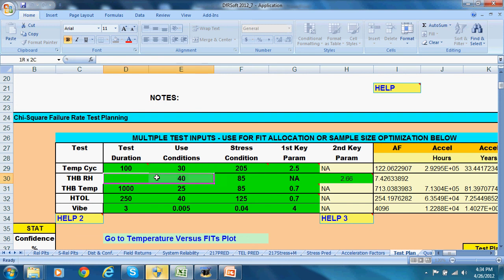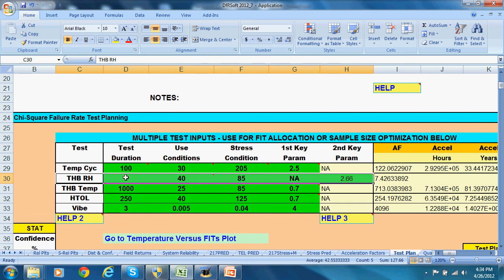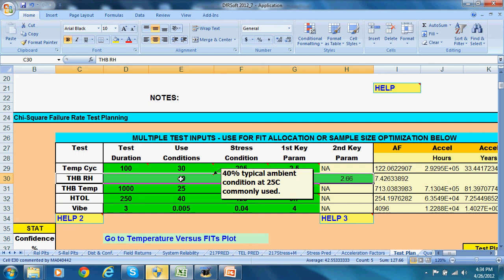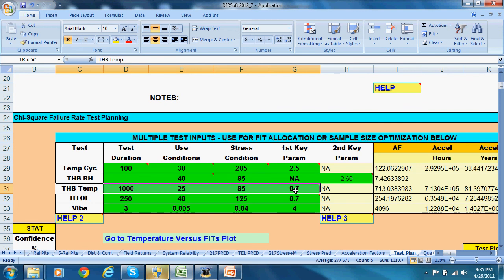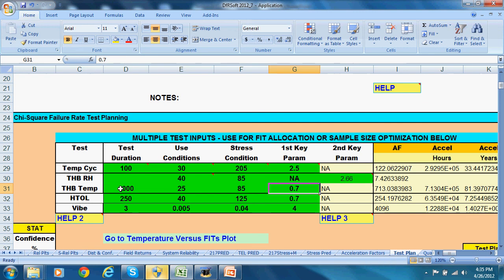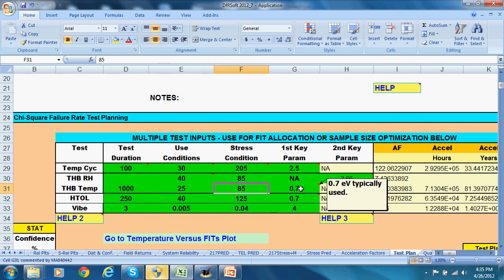Now for temperature humidity bias, the top line, THB, is the humidity line. So all these parameters have to do with humidity, 40% relative humidity. The stress condition is 85%, and our exponent of 2.66. The next line down for temperature humidity bias has to do with temperature. So it's 1,000 hours for the whole test, and these two numbers are your temperatures of 25 and 85 degrees C. And your 0.7 eV might be your historical activation energy.